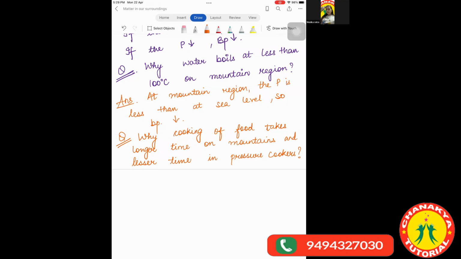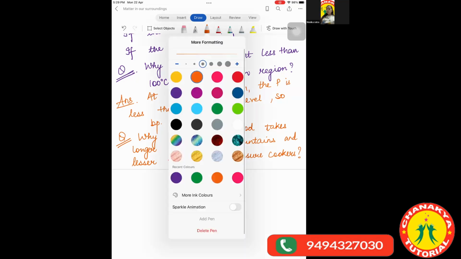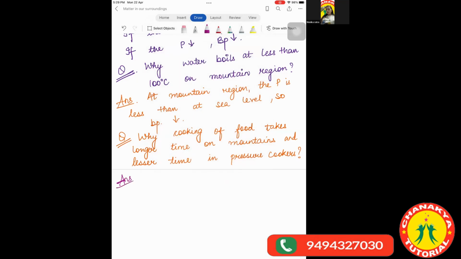Jitendra, Yukta, Sampath, if you know the answer, you may write to me in the chat. I can read the chat. Harshit, you just answered. Ma'am, if the food needs to be boiled on mountains, the pressure is less than at sea level, so it will be difficult to cook the food because boiling water won't be possible.